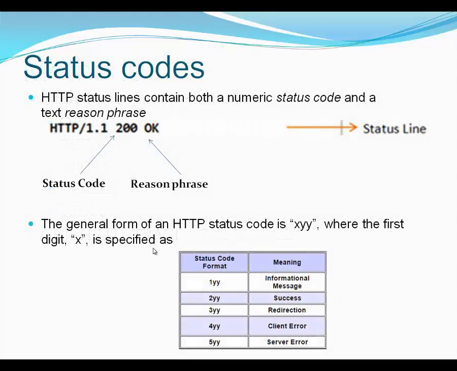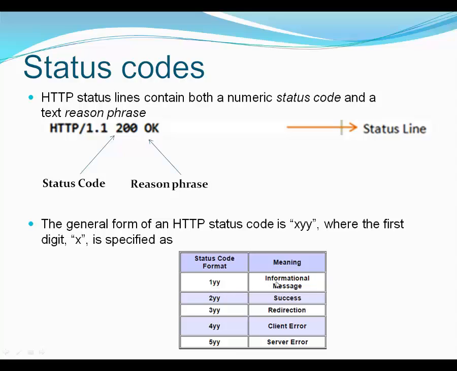Now, response codes. There is a status code we saw, right? 200. What are these? HTTP status lines contain both the numeric status code and a text, or human-readable interpretation, of the status number. Now, 200 here is the status code, and the reason says OK. So there are five categories of status code: 1YY, 2YY, 3YY, 4YY, and 5YY.